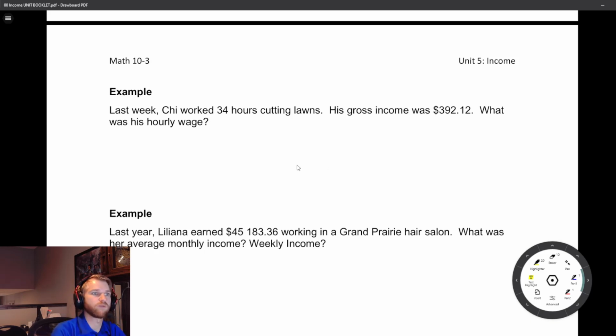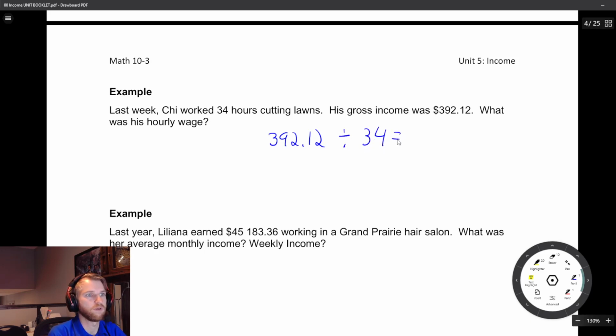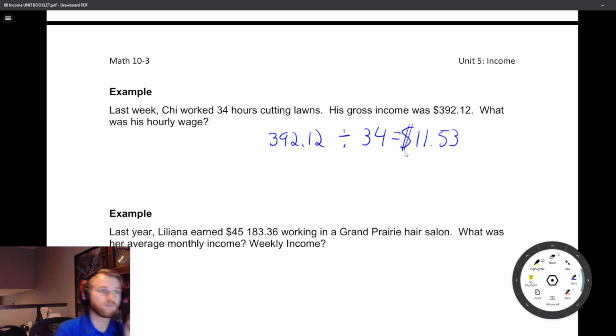So what was his hourly wage? Okay, so this is how much money he made in 34 hours. And so we just need to divide by the number of hours to find out how much he made in 1 hour. So we're going to take that and divide it by 34. And you put that into your calculator, and you will get $11.53. Okay, so not the best paying job these days, but it's not nothing either.